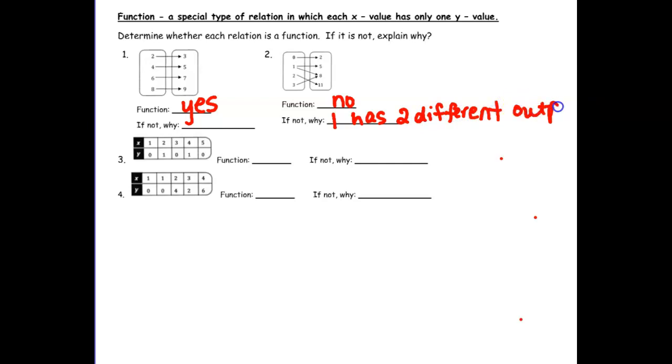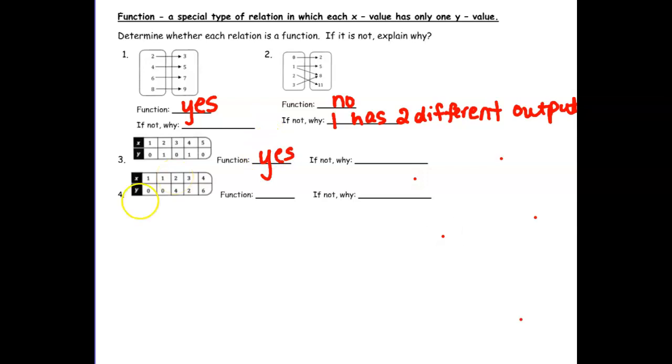Okay, if we look at the table in number 3, our inputs are listed as 1, 2, 3, 4, and 5. And they're all different. Even though they share some of the same outputs, our inputs are all different. Each input has only one output, so it is a function.